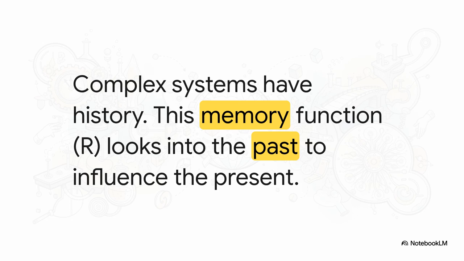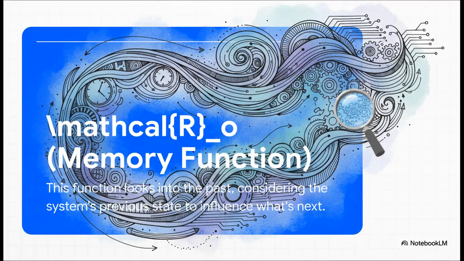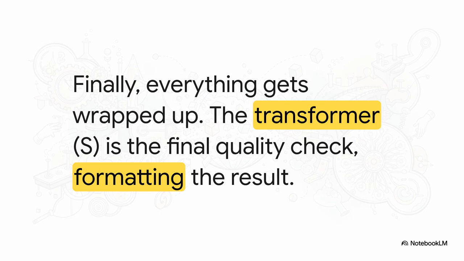But hold on. A complex system isn't just about what's happening this very second. It has a history, a past. So let's look at our next key player, which is all about memory. We'll call this one the memory function, and what's really cool about this part is that it literally looks backward in time. It takes the state of the system from just a moment ago. That's what that little tau minus delta t bit means, a little bit of time ago. And it uses that information to influence what happens right now. It's making sure the system's history is always part of its future.